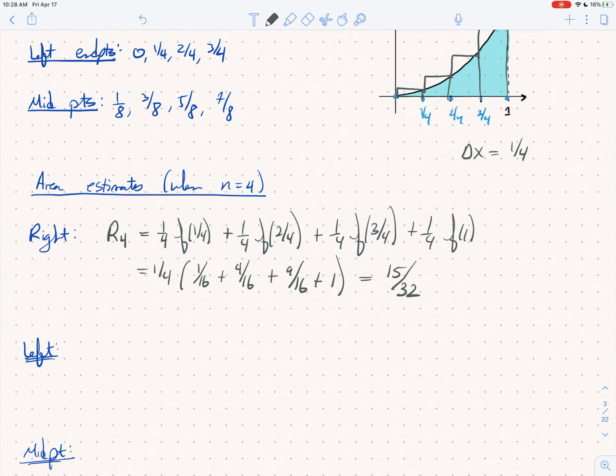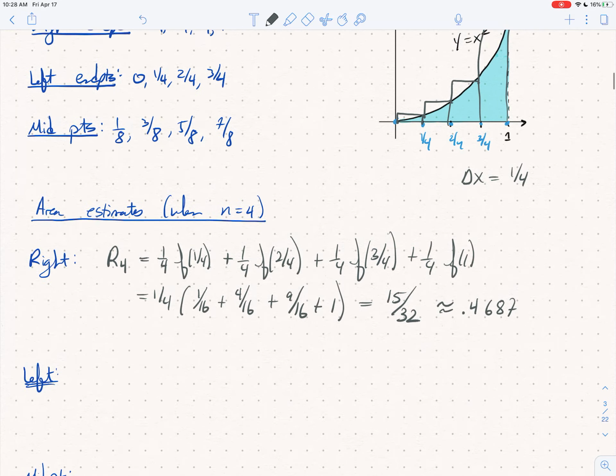So that's our first area estimate, 15/32. Let's go ahead and get a numerical approximation. Oops, I've got my calculator here. 15 divided by 32, and I get this is roughly 0.4687. So that's our first estimate.